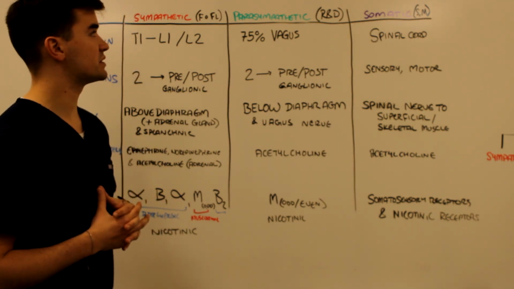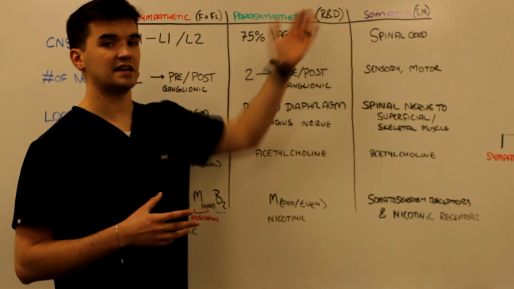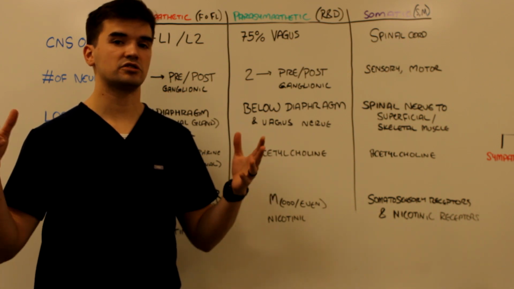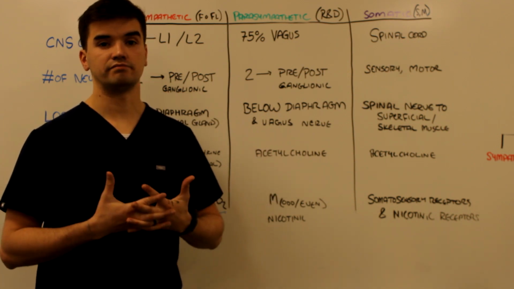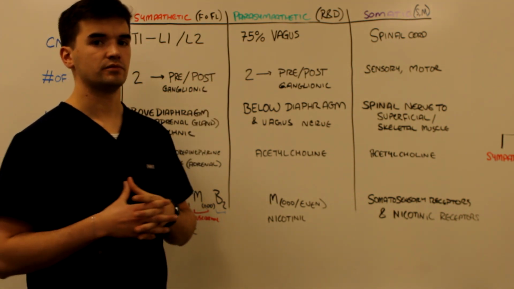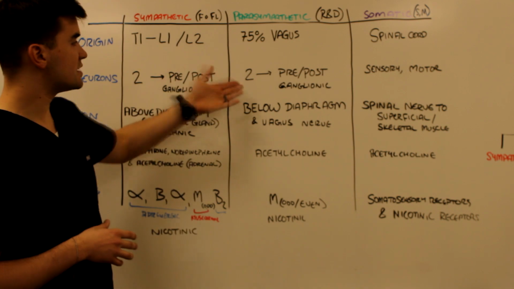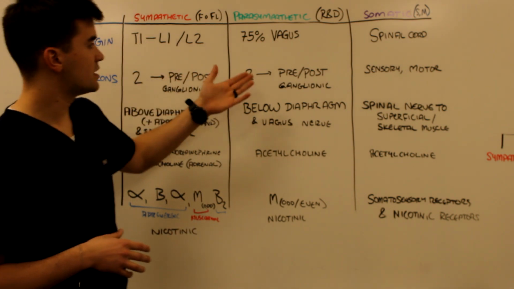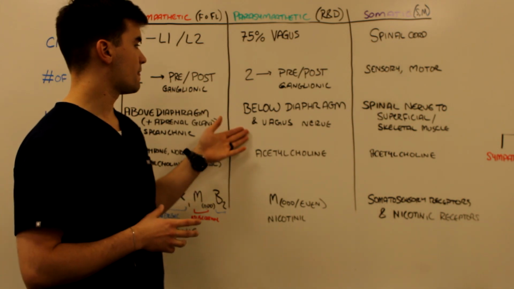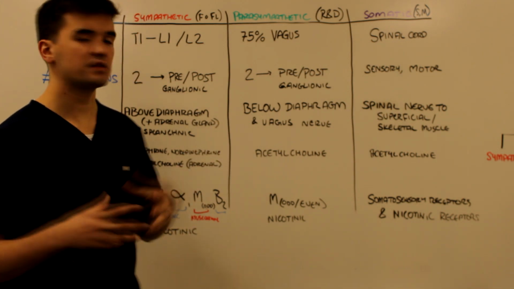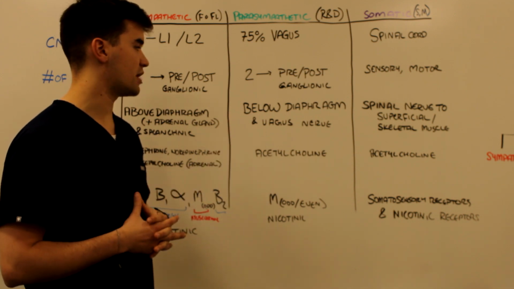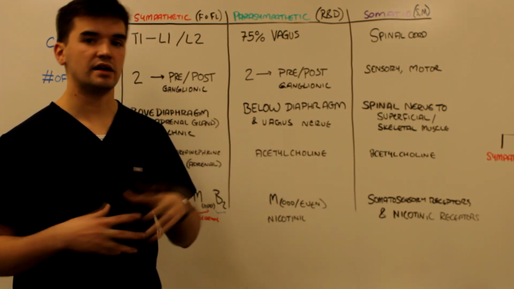The parasympathetic nervous system, also called the rest and digest system, is in use when we're relaxed on the couch, eating ice cream, and watching some TV. Most of the parasympathetic nervous system originates from the vagus nerve, which is cranial nerve number 10. Just like the sympathetic nervous system, we have a pre- and post-ganglionic neuron. Most of the examples that we'll deal with in the parasympathetic nervous system lie below the diaphragm. Whatever the vagus nerve innervates is also affected.